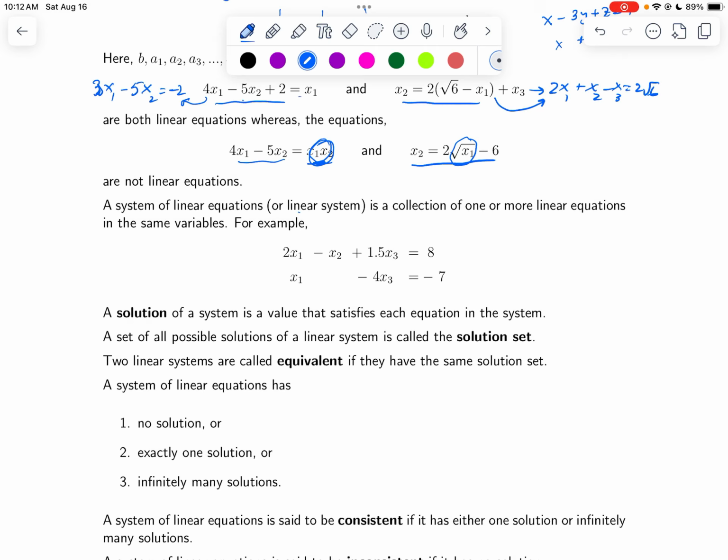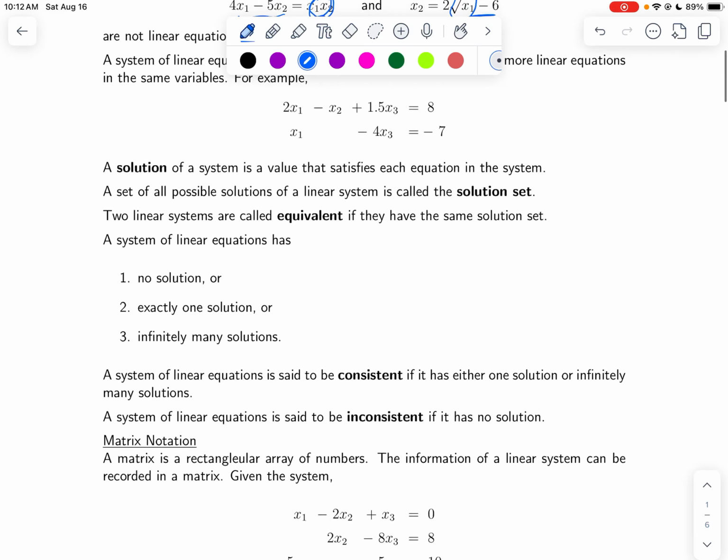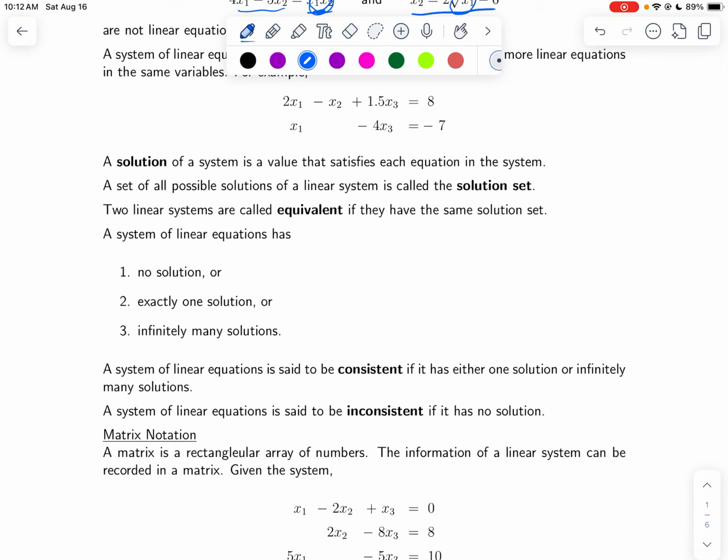When we have the system, sometimes we call it just a linear system. It is a collection of one or more linear equations in the same variables. So for example, if we have these two equations, 2x1 minus x2 plus 1.5 x3, which we could also have written as 3 over 2 x3, equals 8, and the second equation is x1 minus 4x3 is equal to negative 7.